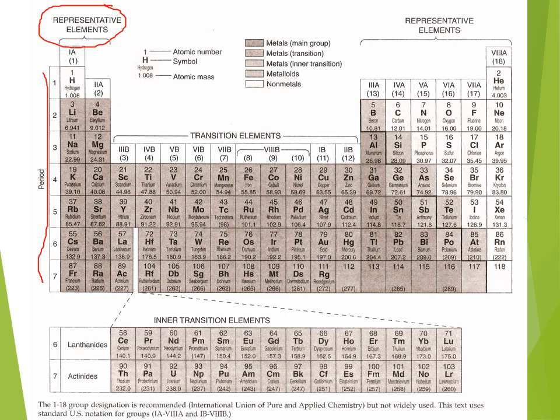Then we skip over to where boron starts, and these are the other representative elements. These representative or main group elements we're going to often refer to when we start talking about bonding and valence electrons. So you need to know where the representative or main group elements are located. We'll also talk about the transition elements, which is this group present right here.